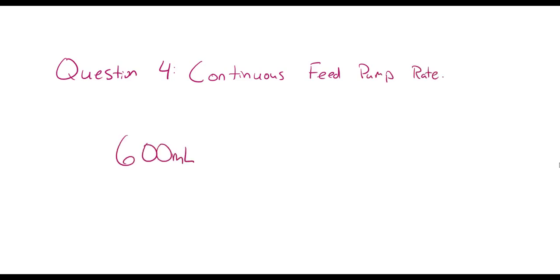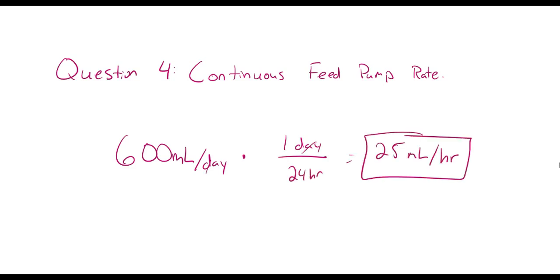And finally, question 4. This is just for practice. Say she had an NG and we wanted to start continuous feeds at her goal kcal per kilogram per day. What would the feed pump rate be? Start with the 600 mils we just calculated in the previous question and divide by 24 hours. You've made everything cancel, and now it tells you that the continuous pump rate would be 25 mils per hour.